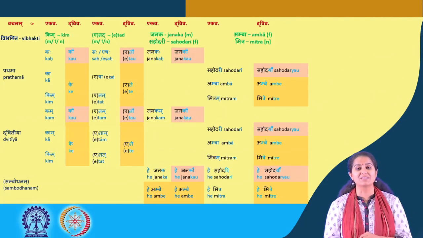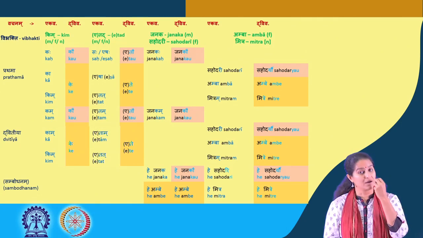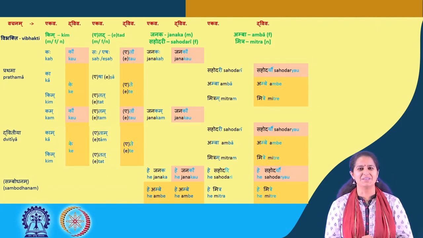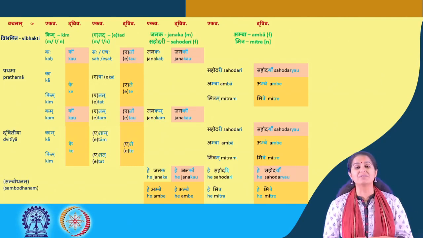So we had the napunsakalinga word tat mitram asti in the first case became te mitre staha. Let's do it in the neuter. Let's do it in the second case. So tat mitram pashyami becomes te mitre pashyami. Uttamam. And what happens to the eighth case?